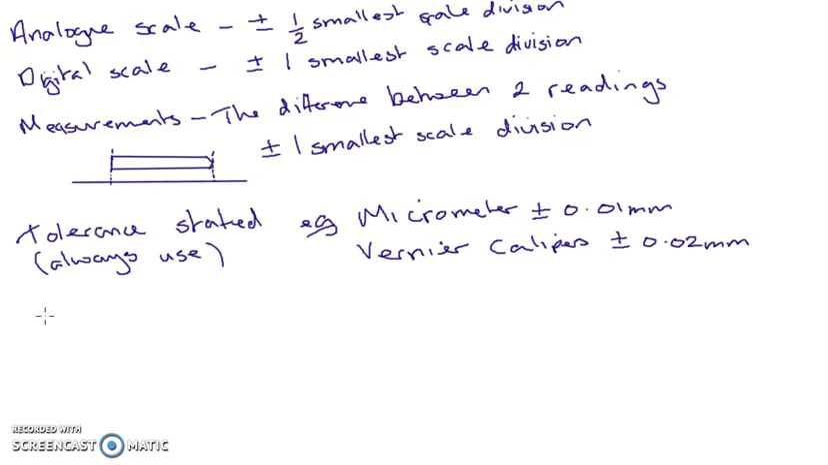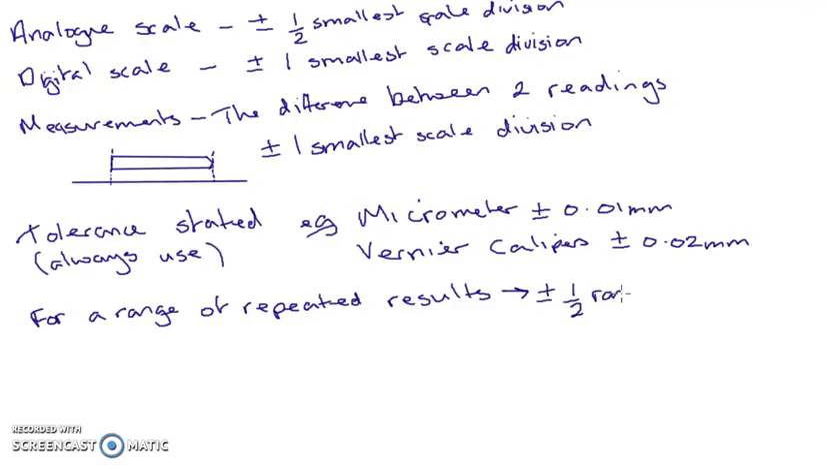If you've got a range of repeated results, we have a slightly different method. So if the range of your repeated results is outside the tolerance of your equipment, or it's bigger than half the smallest scale division, then what we're going to use is plus or minus half the range of your measurements.